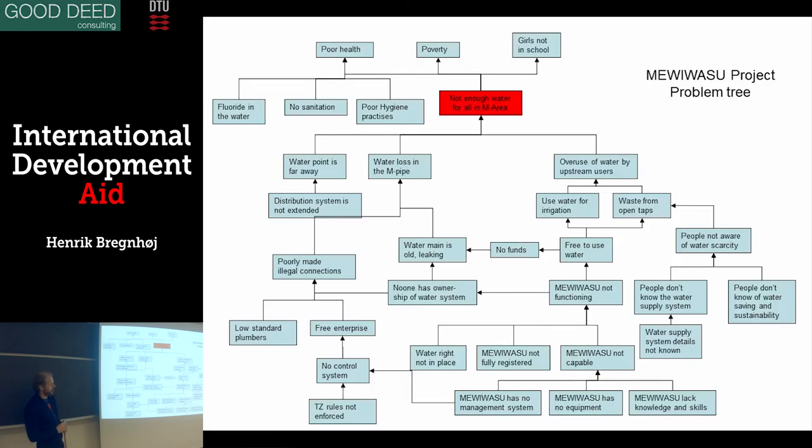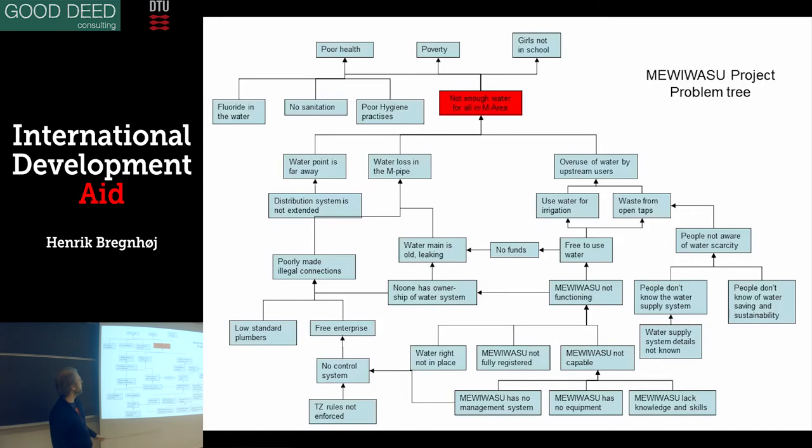This is an example that we made in Ubu some years ago when we made an application. And we put together in more detail what the problem tree is here. You can see it gets more complicated in real life. Not enough water for all in the area called maybe Wasu. This is a place in Africa near Dikamba. So that was the problem.